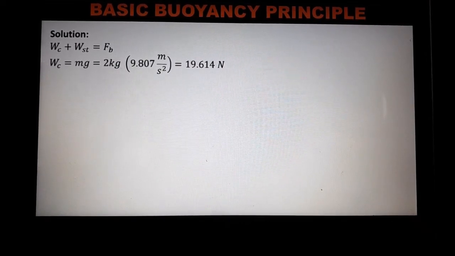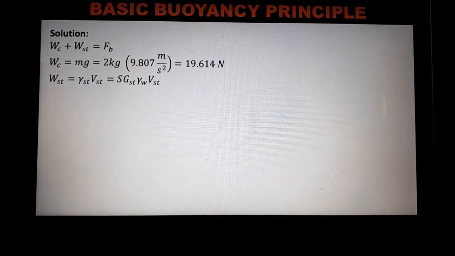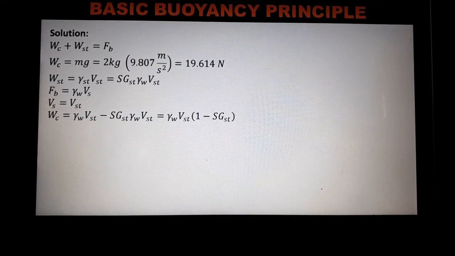So we have the weight of the concrete plus the weight of the styrofoam is equal to the buoyant force. The weight of the concrete is simply equal to the mass of the concrete times the acceleration due to gravity. Also, the weight of the styrofoam is equal to the specific weight of the styrofoam times the volume of the styrofoam, or that is equal to the specific gravity of the styrofoam times the specific weight of the water times the volume of the styrofoam. Now, the buoyant force is equal to the specific weight of the water times the volume of the object submerged. In this case, the volume of the object submerged is equal to the volume of the styrofoam, since the concrete block will be completely on top of the water surface.